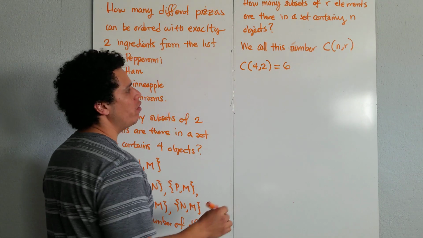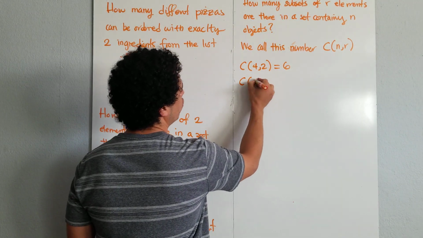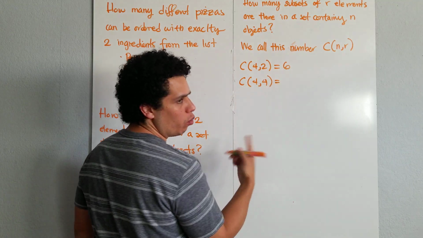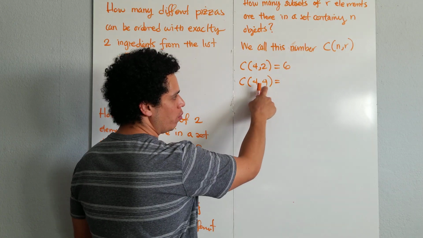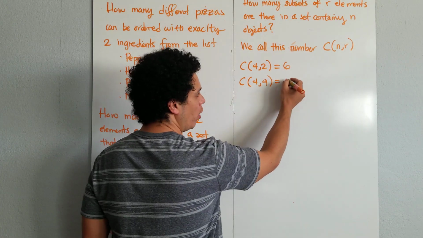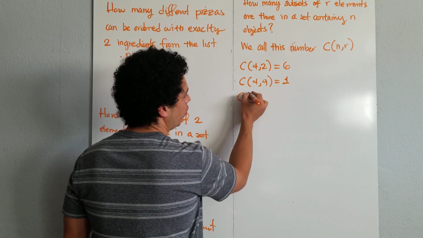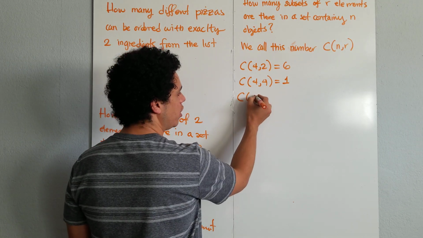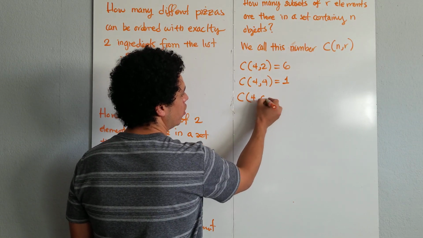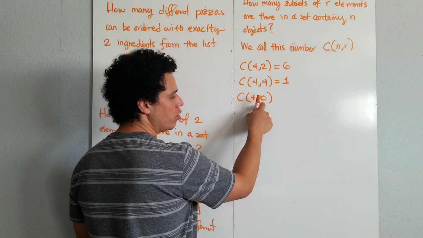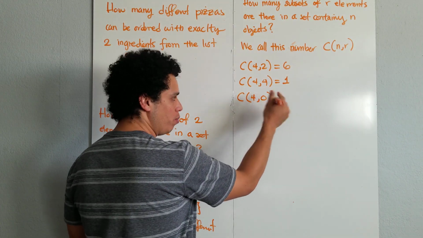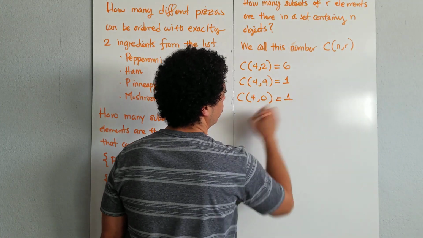Now we know a few. For example, C(4, 4) must be 1, because to select 4 elements from 4, well, there's only one way: you pick them all. For example, if I write C(4, 0), well, I have 4 objects, and from there I pick none of them. Well, there's only one way: you don't pick them. So that's 1.